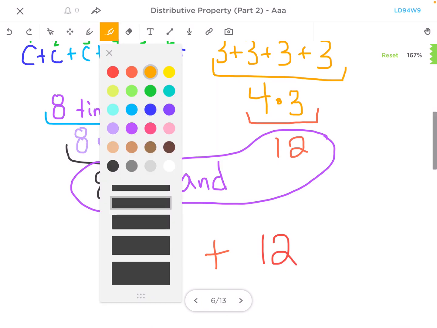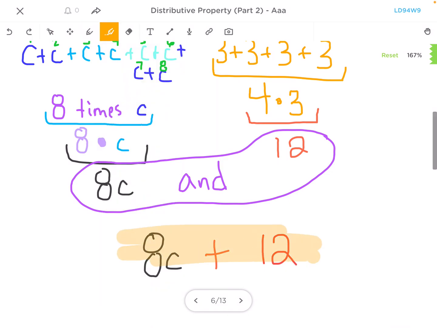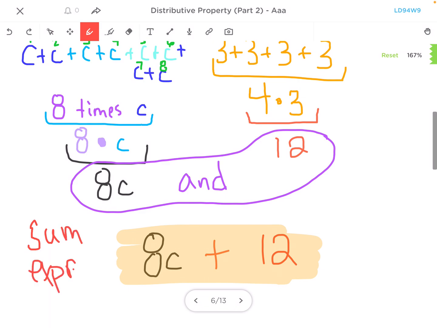This is the sum expression, because these two things, the C's and the 12, are connected by a plus. We'll practice more of this in class.